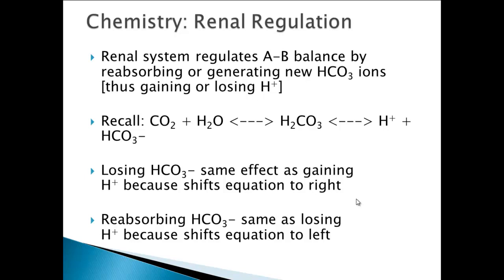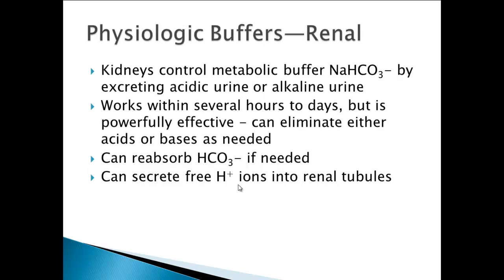Okay, so here's just a little more chemistry again, showing you how the renal system will actually regulate acid-base balance by either reabsorbing or generating new bicarbonate ions, and it can either gain or lose hydrogen ion. So there we have our equation again, with the carbon dioxide and water on one side can go back and forth to carbonic acid, or it can dissociate into the bicarb and the hydrogen ion. If we lose the bicarb, it's the same as gaining extra hydrogen ion, and reabsorbing the bicarb is the same as losing that hydrogen ion, because the equation will shift one way or the other to the side with the more quantity. Kind of that's the Cliff Notes version of chemistry, but gives you the idea.